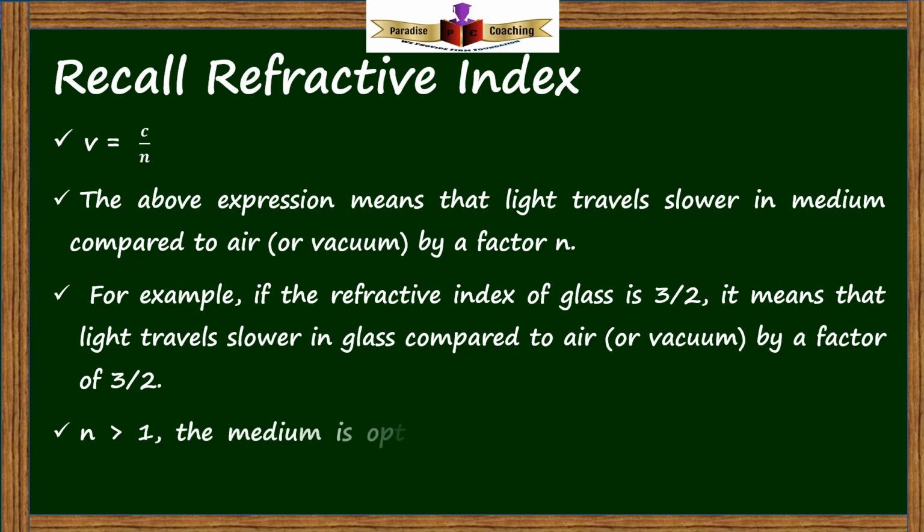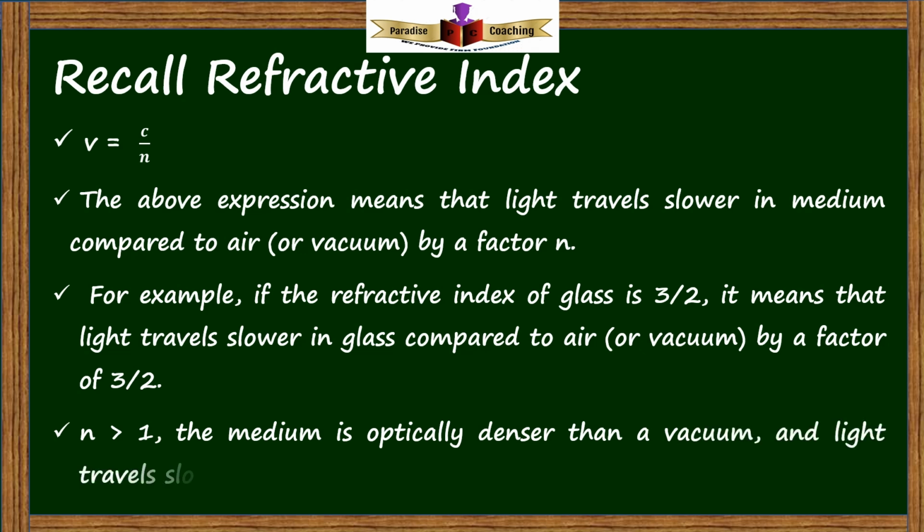Refractive index n greater than 1 means the medium is optically denser than a vacuum, and light travels slower in that medium.